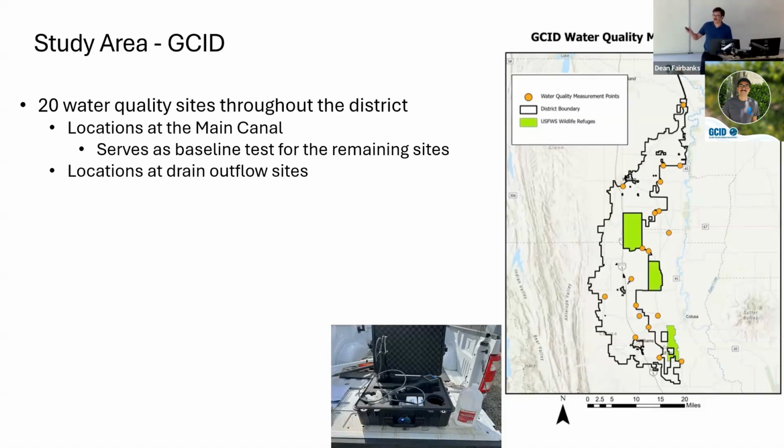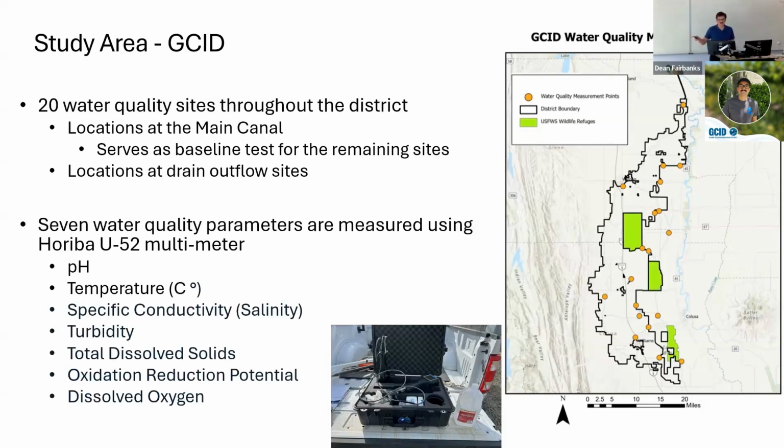There are 5 locations that are on the main canal, and those serve as a baseline for the remaining sites. So these are all main canal sites here. This is the final one. But they all serve these clusters. And then the locations that are clustered are mainly drain outflow sites, and they tend to drain into natural flowing streams.